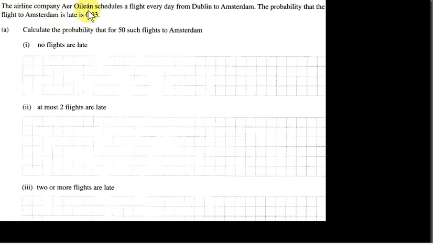The airline company Air Ilan schedules a flight every day from Dublin to Amsterdam. The probability that the flight to Amsterdam is late is 0.03. Calculate the probability that for 50 such flights to Amsterdam, no flights are late.